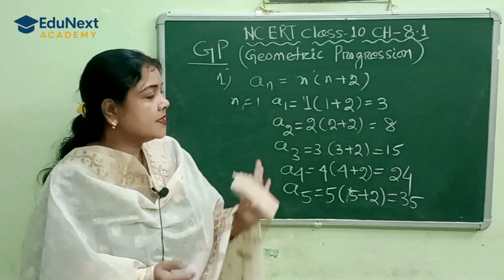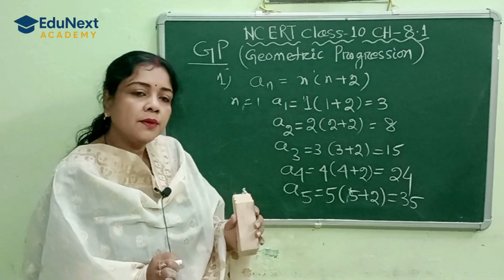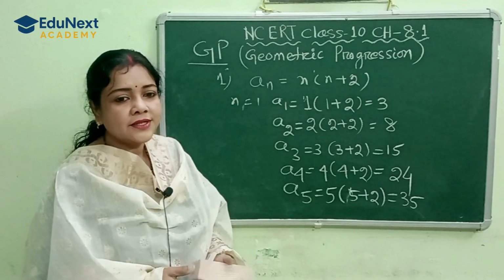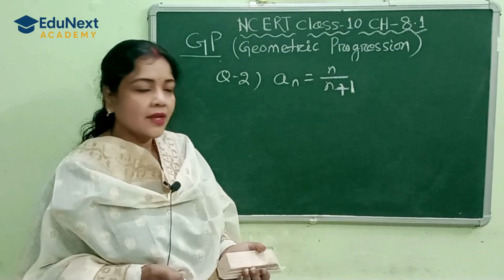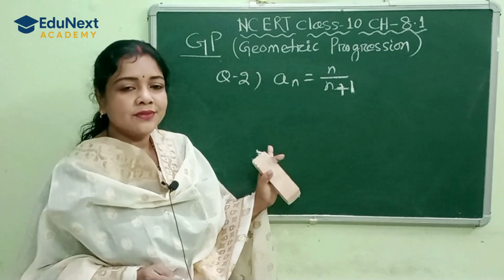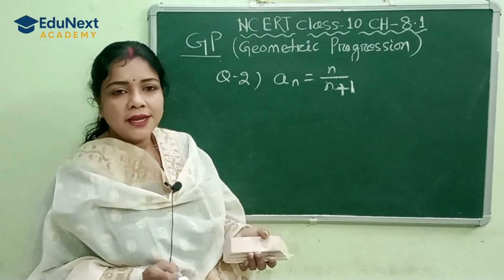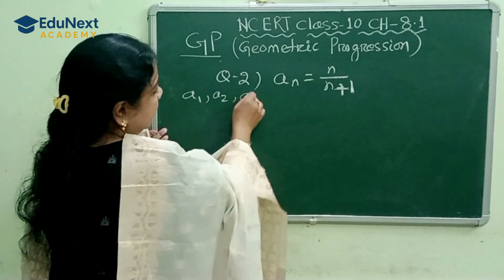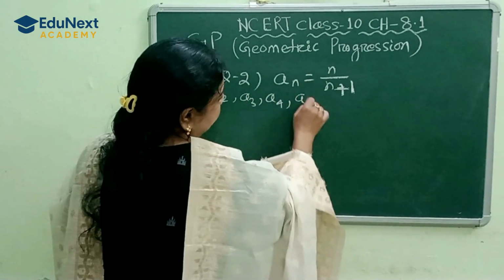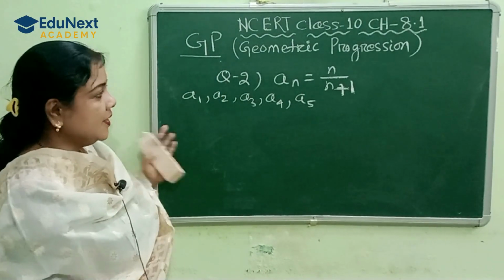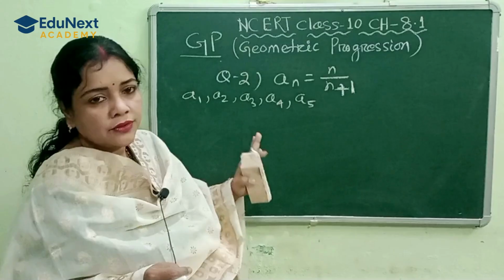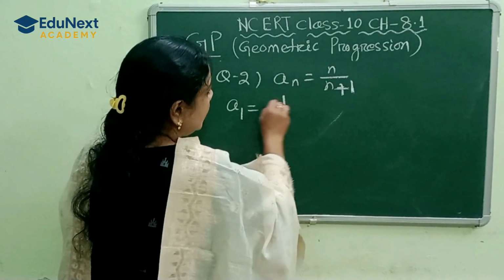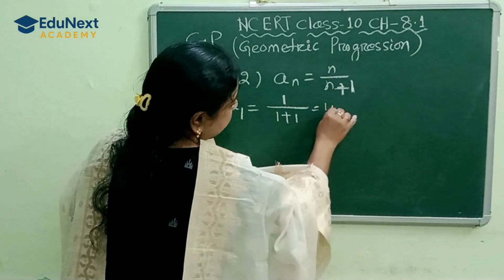If n is given, here n is unknown, you have to put the value of n according to the question. Now let us solve question number 2. Very easy to find out. Here a_n is n by n plus 1. You have to find a1, a2, a3, a4, a5. In place of n, you put the values 1, 2, 3, 4, 5. Now, a1 is 1 by 1 plus 1, that is 1 by 2.